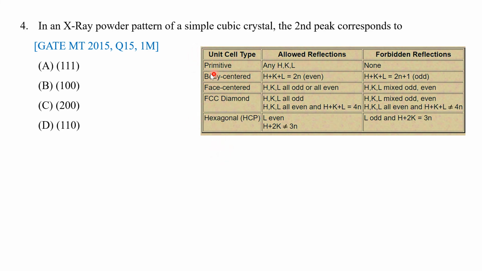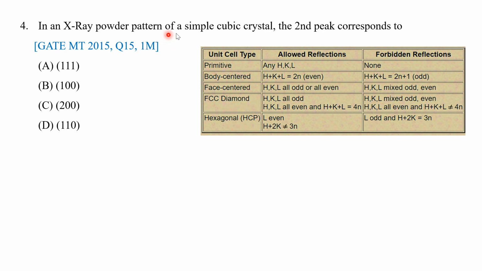Suppose our material has a primitive unit cell. What are the allowed reflections? Any HKL combinations are possible. In case it is a BCC, there is a condition that H plus K plus L should be an even number. In case of face centered, it should be either all odd or all even. So based on the extinction rules, we can find out the allowed reflections and forbidden reflections. So please be familiar with primitive, body centered and face centered, and if possible FCC diamond and HCP. More than FCC diamond, I would say HCP would be important.